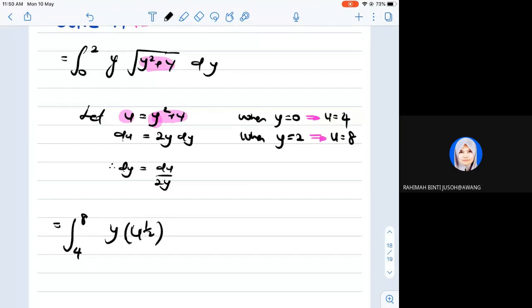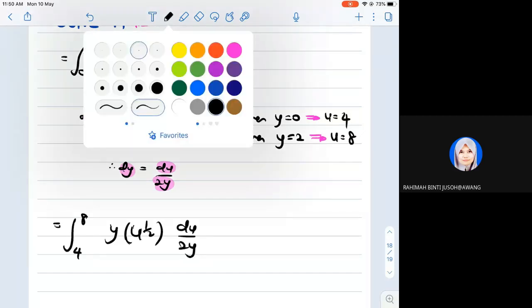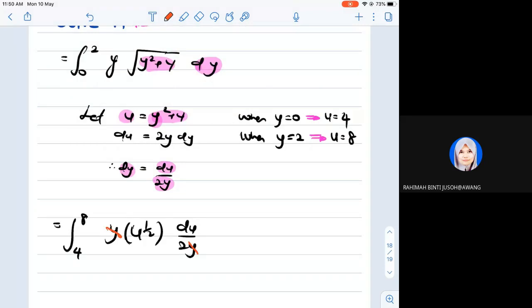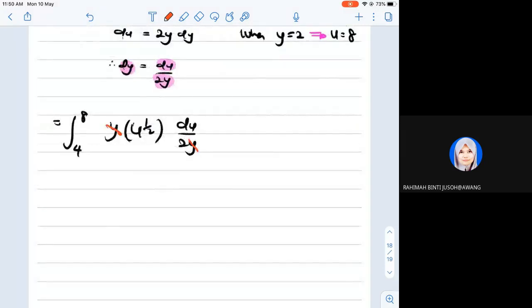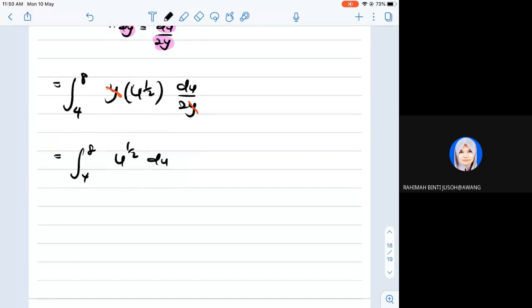Okay, dy ni bersamaan dengan du over 2y. So dia jadi du over 2y. So this y can be cancel. You cancel lah ni, supaya senang nak calculate nanti. So your integration would be from 4 until 8 u to the power of half du. Integrate terhadap u dah senang dah lah.